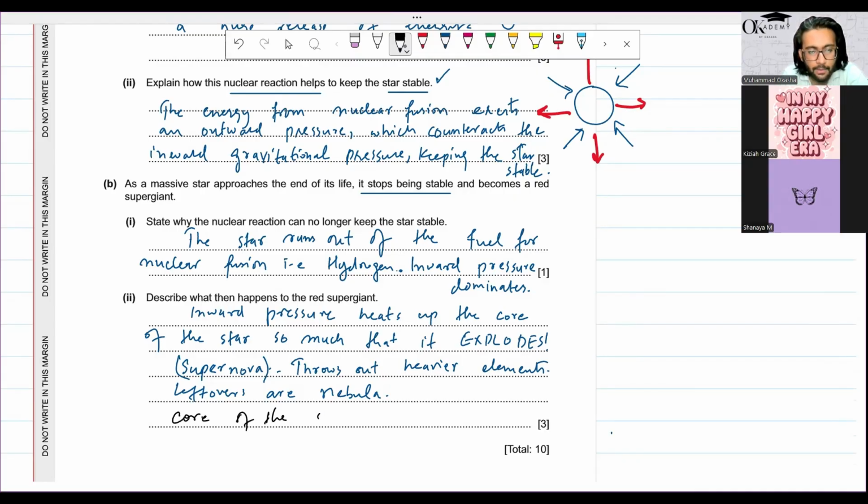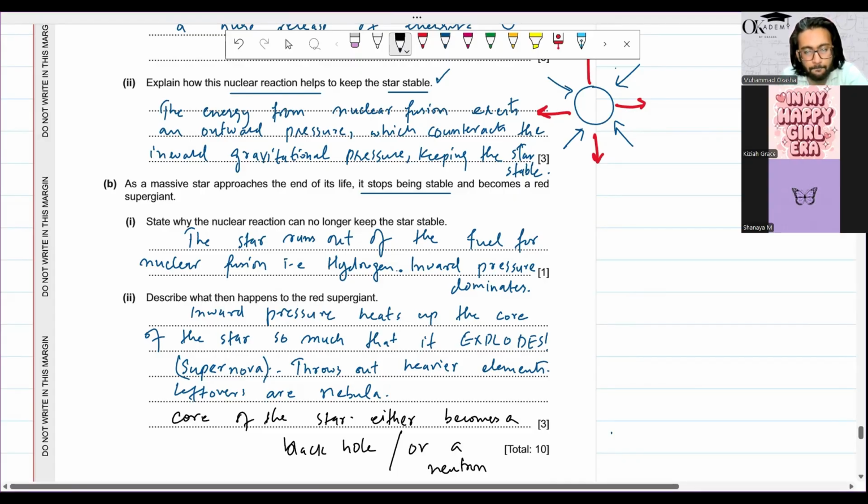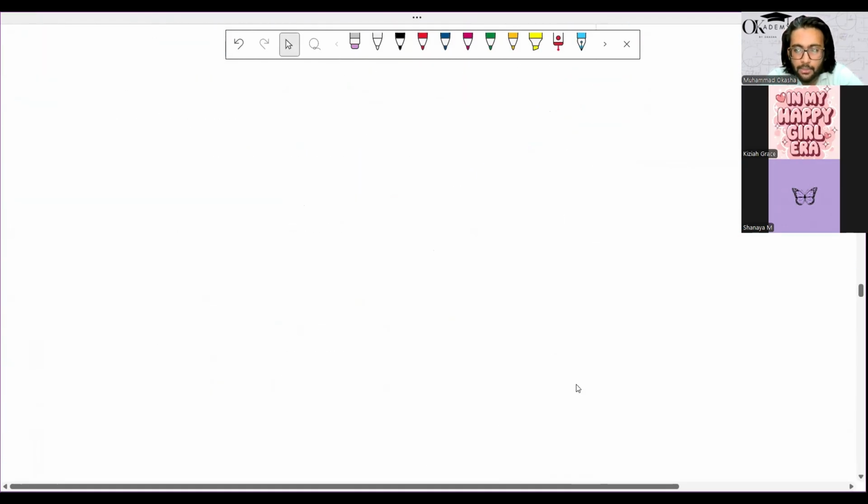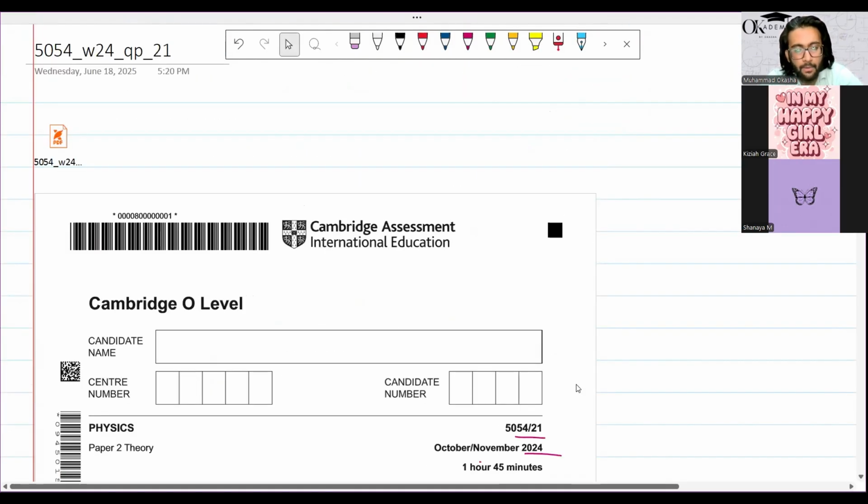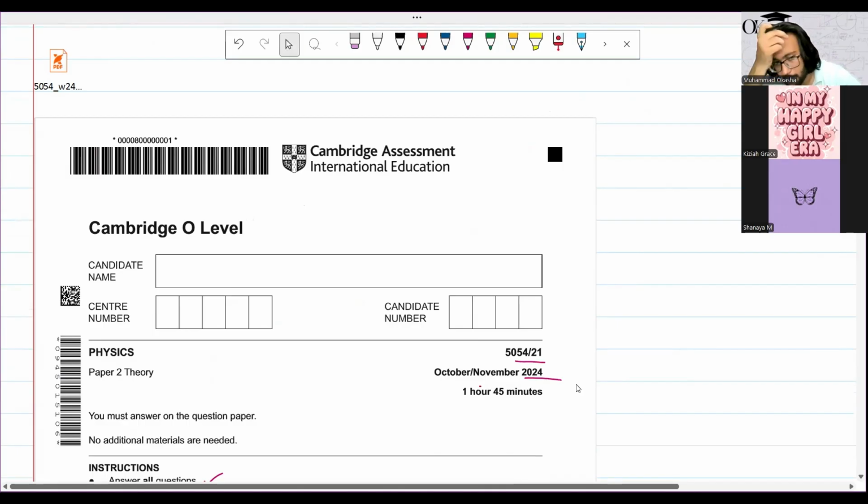The core of the star either becomes a black hole or a neutron star. Okay, yeah, that's pretty roughly written, but I hope you get the idea. Okay, so this was all of our paper 2 variant 1 of 9054 October November 2024.